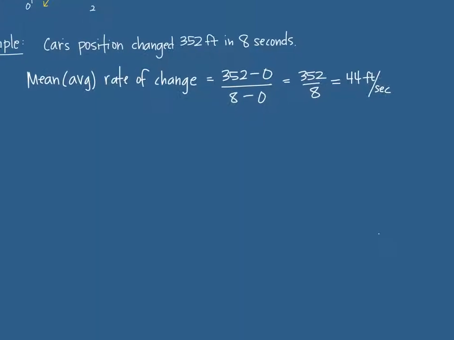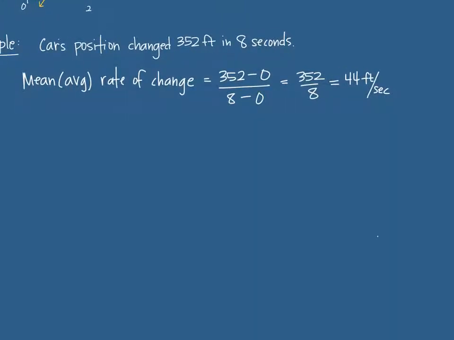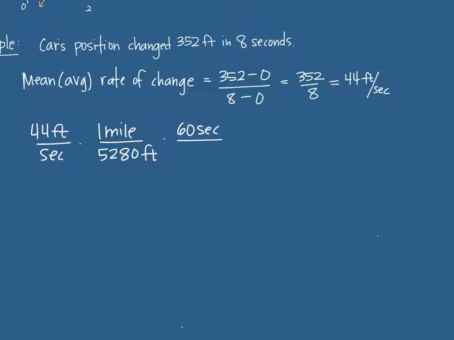So let's convert that into miles per hour. Remember from your unit conversion work from your science classes how to convert. If you've got 44 feet per second, how many feet in a mile? Very good. 1 mile is 5280 feet. And so we put the 5280 feet on the bottom so that the feet units reduce. We need to also convert this into hours. And so we need to convert seconds into minutes and then minutes into hours. And so we have 60 seconds in a minute, and we have 60 minutes in an hour.